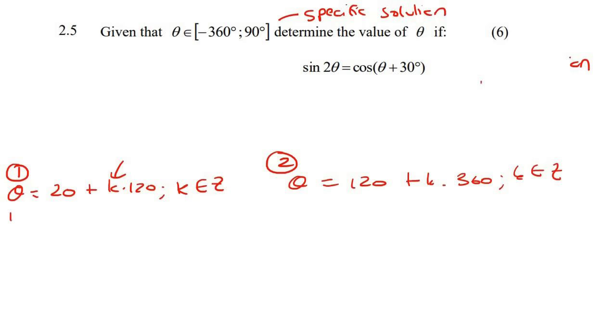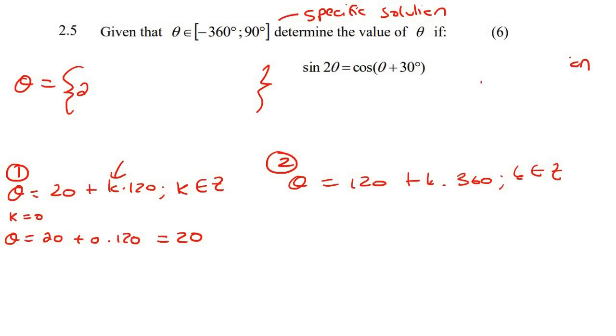So I'm going to start with k equals 0. So let's see what happens. Theta equals 20 plus 0 times 120. That'll be 20. Is that inside here? Yes, it is. So there's my first answer. So I can open up this bracket. Ooh, I actually got that one perfect. Not too bad. 20.